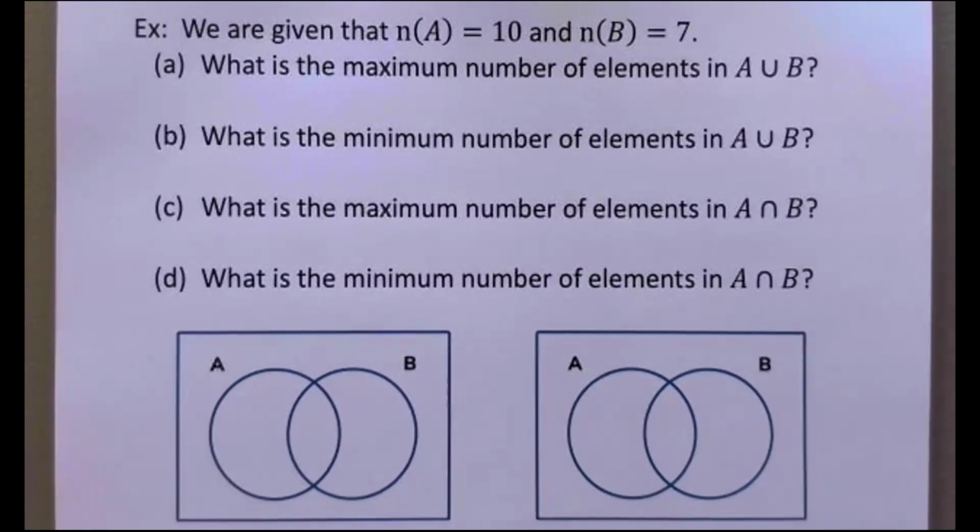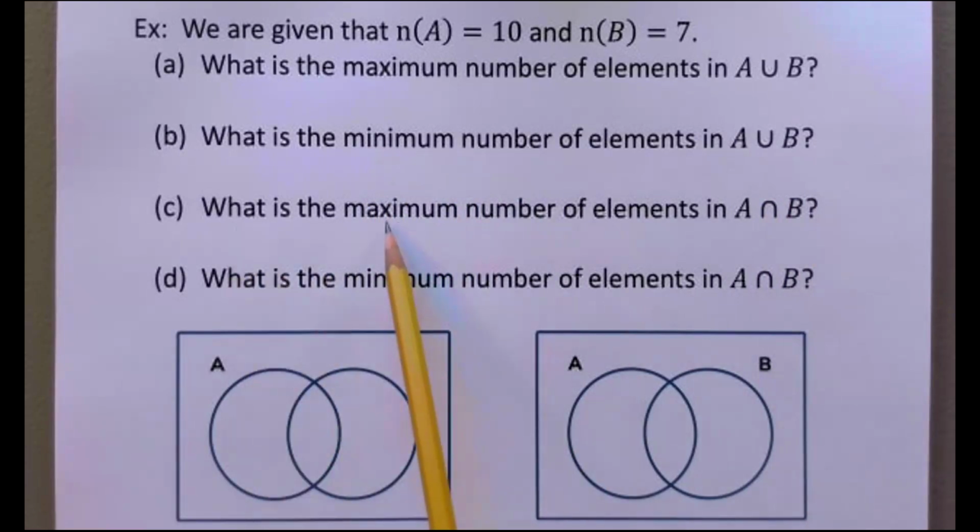We are given that the number of elements in set A equals 10, and the number of elements in set B equals 7. What is the maximum number of elements that we could have in the union? What's the most amount of people I could have in the union of the two sets? That's what we're being asked in part A. And then part B says, what's the minimum number of elements in the union? What's the smallest amount of elements that could be in the union of the two sets?